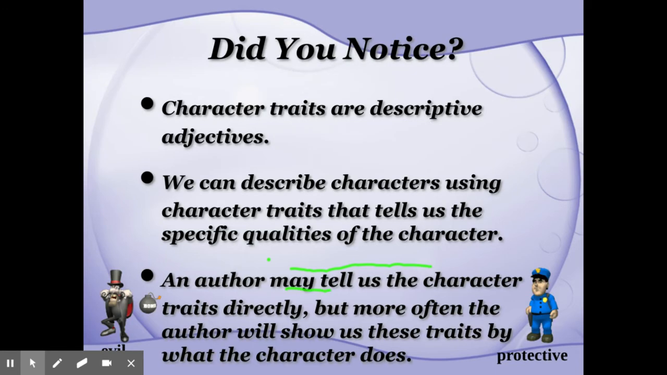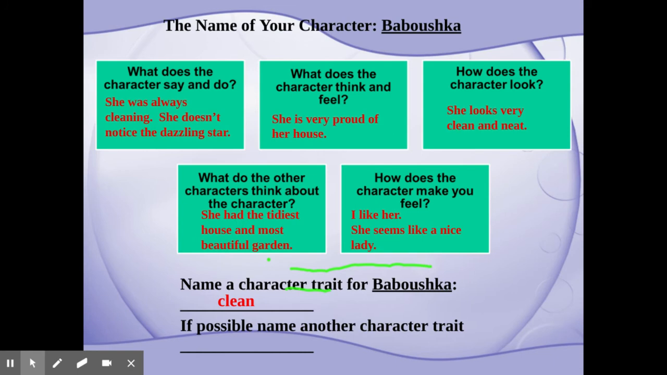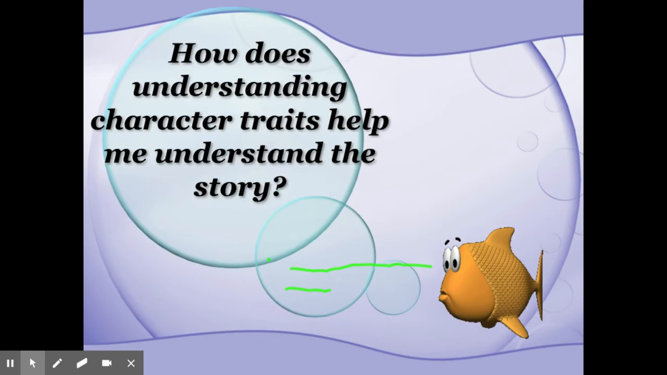So character traits are descriptive adjectives, those words that we use to describe. We can describe characters using character traits that tell us specific qualities of the character. And an author may put the character traits right out there. They might talk about an evil villain or a protective police officer. But other times we're going to have to use those inferences, and we're going to have to use all that evidence of what they're saying and doing and thinking and feeling and how they look to figure out those character traits on our own.